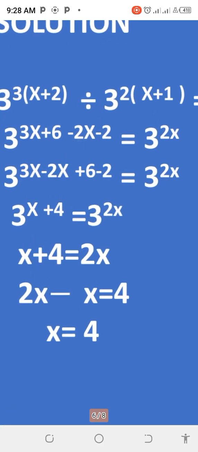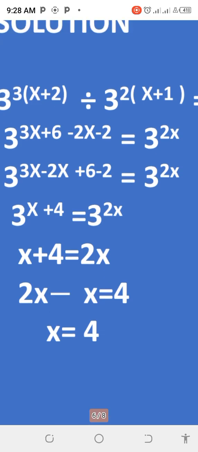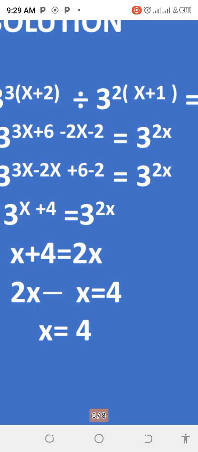After we expand this one, 3 times x becomes 3x, and 3 times 2 gives us 6. So now we have 3 raised to power 3x plus 6. And we did the same expansion here. 2 times x is 2x, and 2 times 1 is 2. That's why this one becomes 2x plus 2.